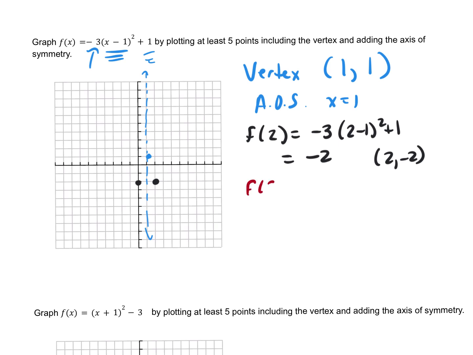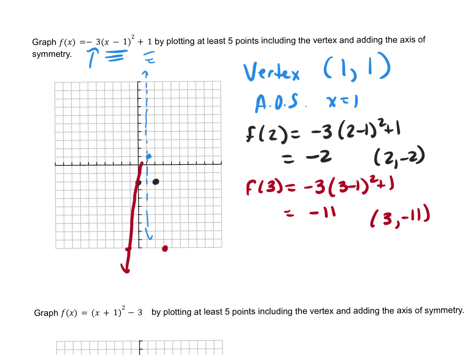And then another point bigger might be 3. So -3 times 3 minus 1 squared plus 1. So that's 2 squared, which is 4. -12 plus 1 is -11. So now we're at 3, -11. So that might be off our graph. Yeah, somewhere way down here. And then another corresponding one over here. So there's my parabola opening down with the proper vertex.